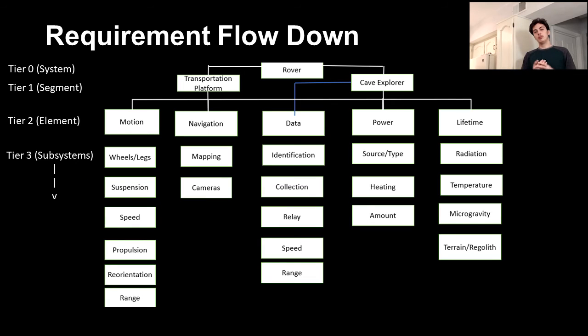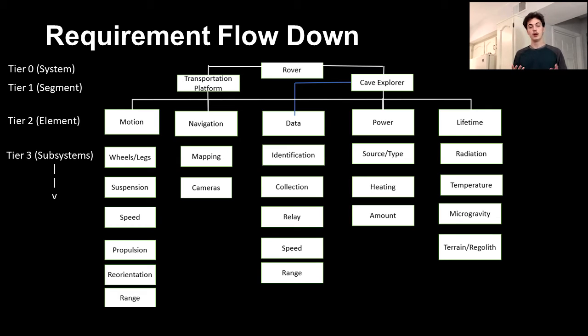So, moving on from that, how do the requirements flow down? How do we decide these things? Well, we are only considering the rover for this, consisting of the transportation platform and the cave explorer. The subsystems are in 5 main elements, which are the motion, navigation, data transmission and data collection, power, and lifetime of the system.